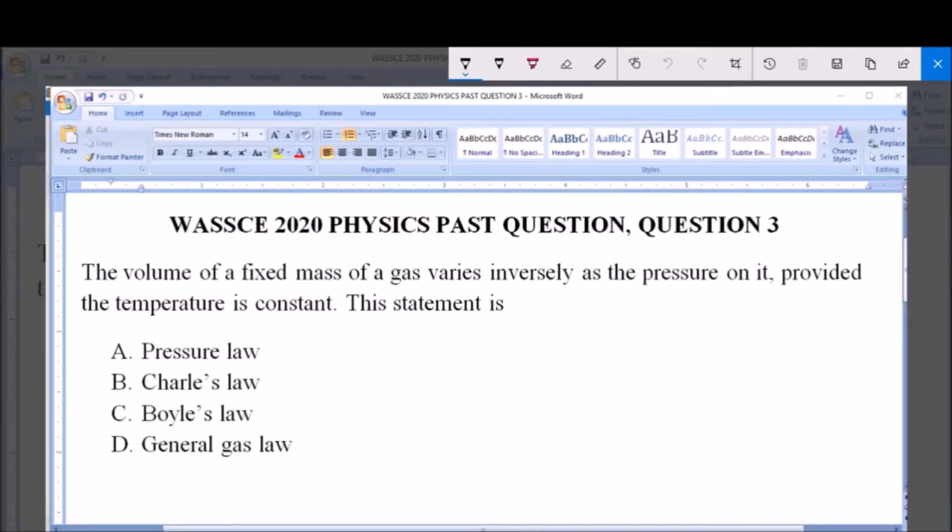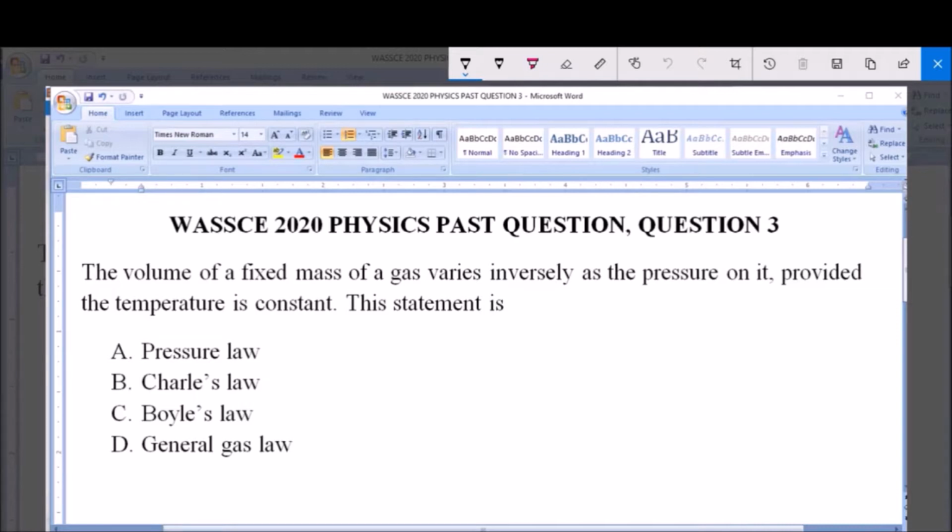I'll be answering the WAEC 2020 physics past question, question 3. The volume of a fixed mass of gas varies inversely as the pressure on it, provided the temperature is constant. The statement is: A, pressure law; B, Charles's law; C, Boyle's law; and D, general gas law.